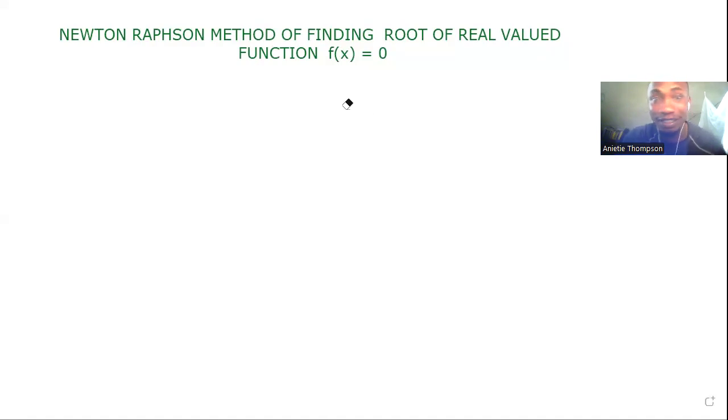Hello, good morning, and welcome to our class again. In this session of the class, we will be looking at how to use Newton-Raphson method to find the root of real value functions. Most times we encounter difficult functions where you can't just get the value of its root directly like that. There are a couple of functions that you cannot solve using algebraic methods.